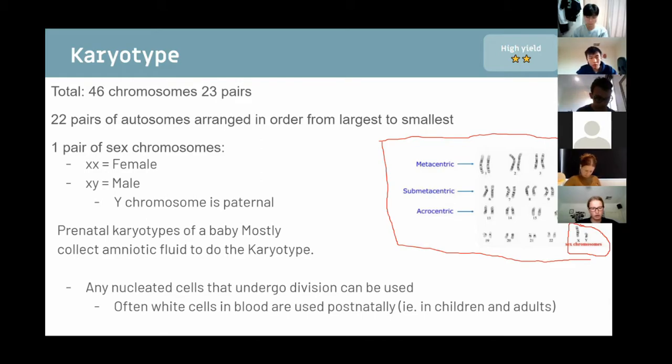So again, I mentioned the amniotic fluid, and it's any nucleated cells that undergo cell division. Usually they take white cells, because you can just take a needle, take some blood and serum out, and you can have white blood cells. So it's quite easy. Next one.